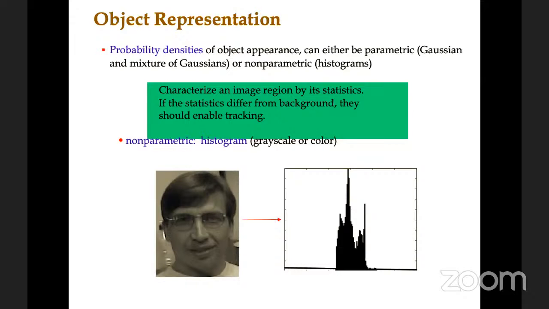And you can find the probability density of the object appearance, and it can be a mixture of Gaussians technique or some non-parametric model like histograms. You can characterize an image region by its statistics like this. These statistics will be different from the background, so that's how they can be separated out.